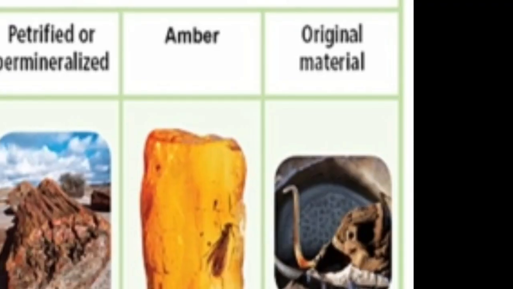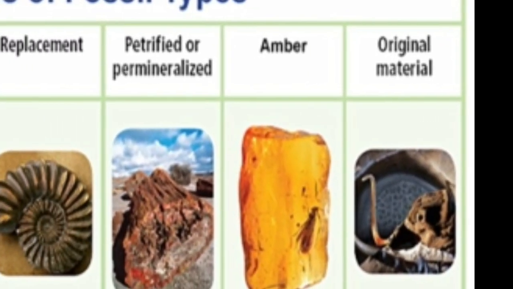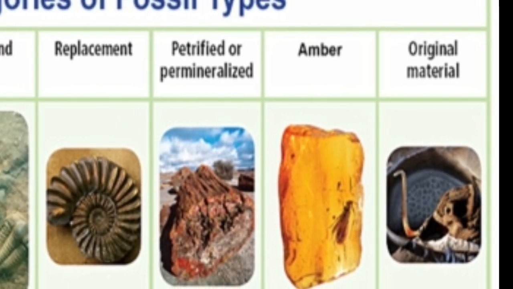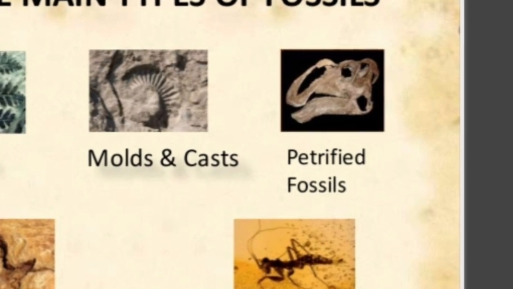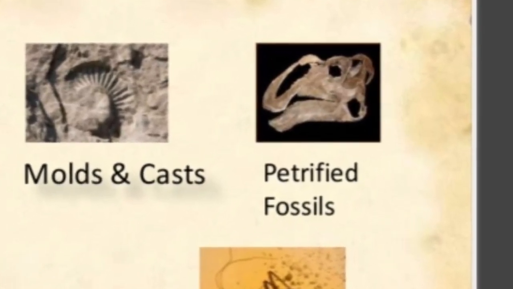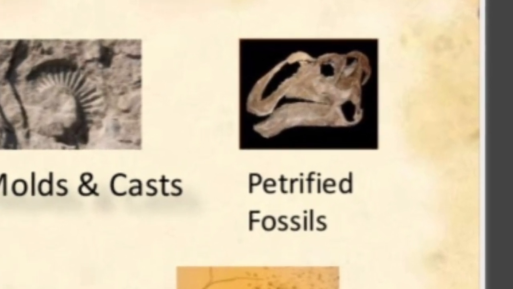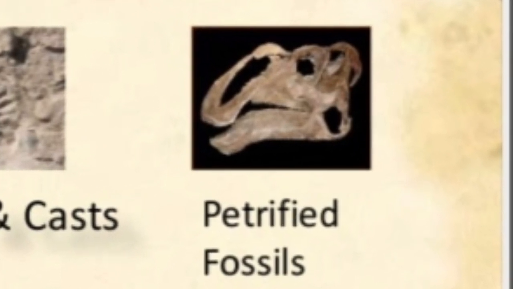Next are true form fossils, meaning the actual plant or animal is the fossil, such as a mummy. Next are petrified or permineralized fossils. In this, empty pore spaces are filled in by minerals, such as in petrified wood.